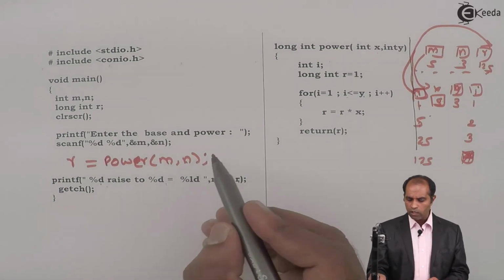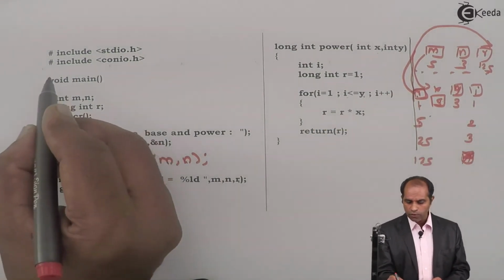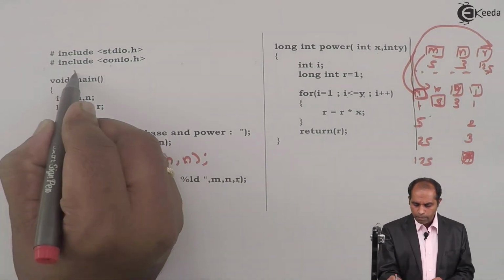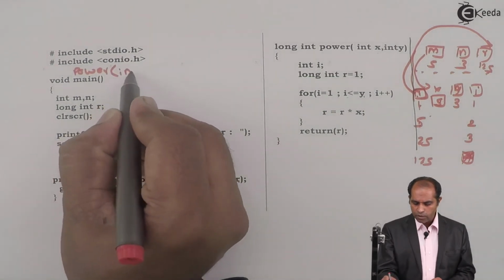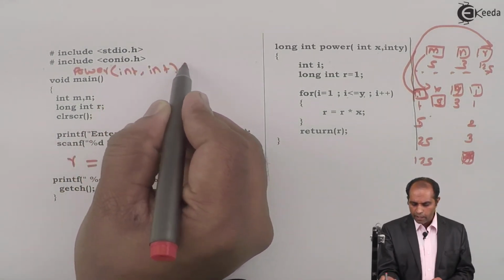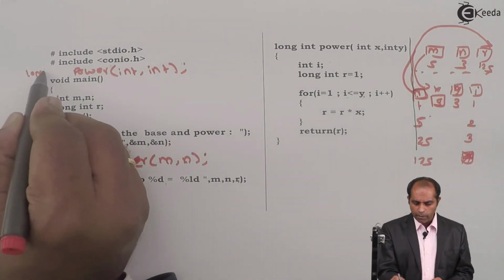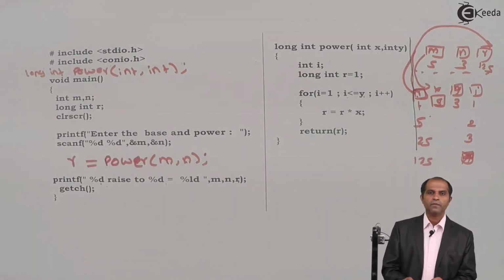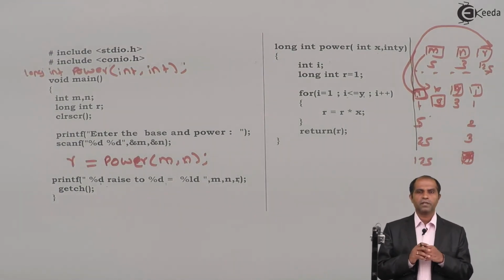So this is my call, this is my definition. Now, how do I write the declaration? The declaration goes in this fashion. So what is the name of the function? power. How many values does it accept? 2 values. Hence, I should say int, comma, int and a semicolon. What type of value does it return? long int. Hence, in the return type, I'll say long int. Even if you just say long power, int, comma, int, that will be sufficient.